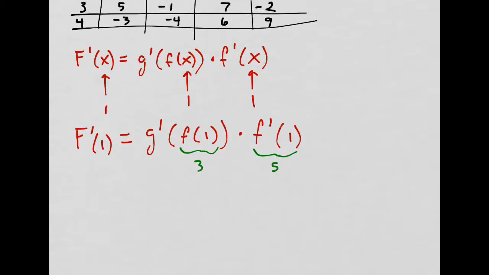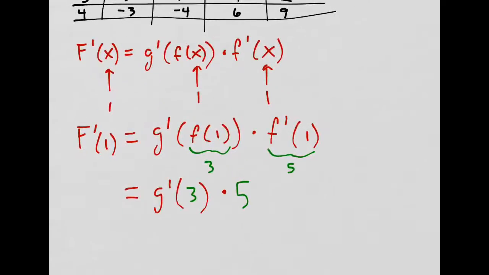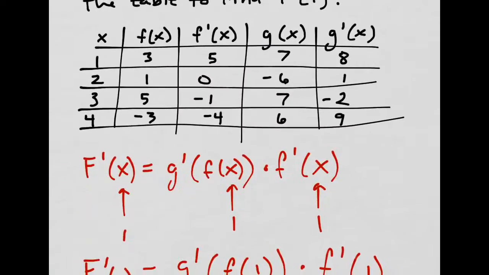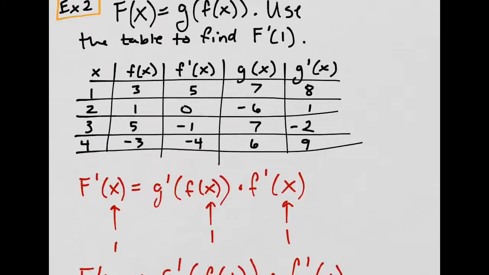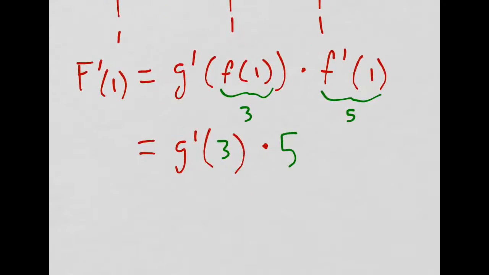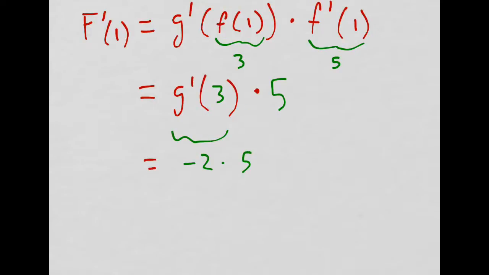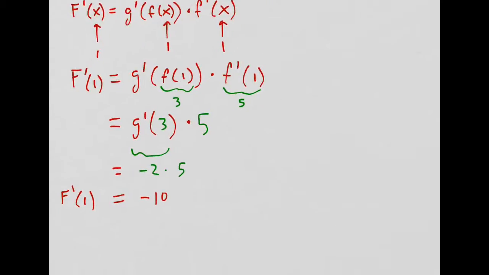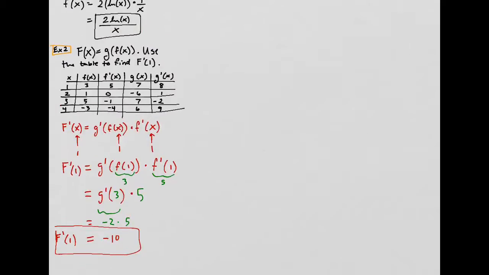So this is g prime of 3 times 5. That's pretty nice. Oh, what's g prime of 3? It's like a little, like following the breadcrumbs. Hansel and Gretel. Okay. G prime of 3 is negative 2. All right, that's pretty easy. So that's negative 2, and then times that 5. That'll give you negative 10. So f prime of 1 equals negative 10. That's super simple, just knowing what the chain rule is.